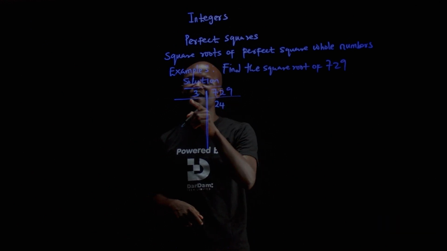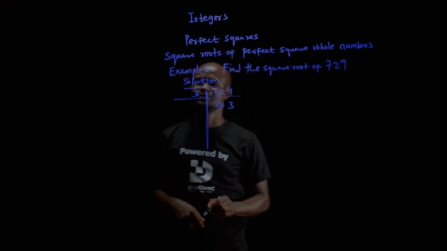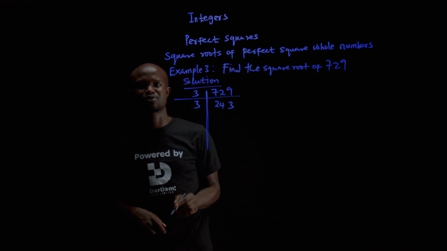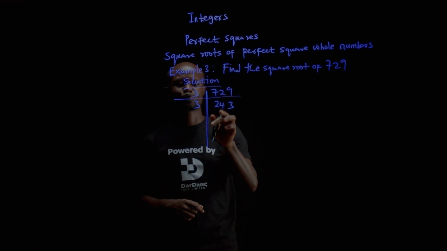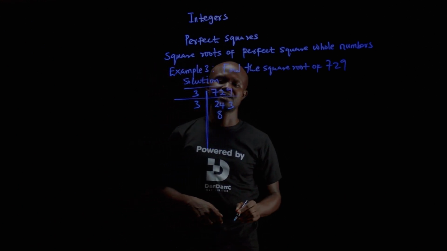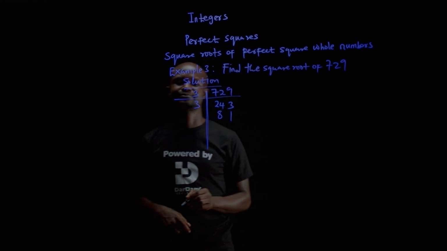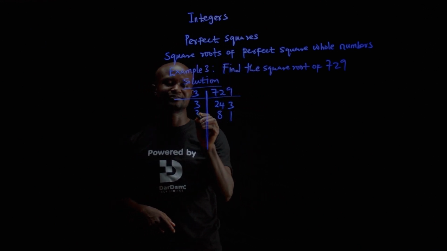24. 9 divided by 3. What do we have? 3. Now, the next number is also 3. 24 divided by 3, 8. And 3 divided by 3, 1. What number will go again? 3.